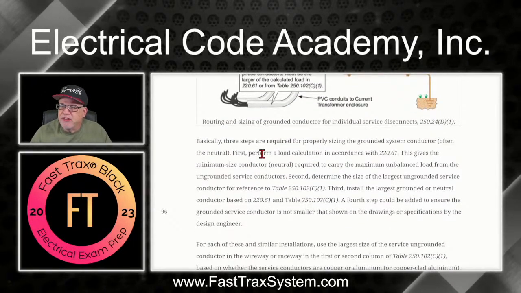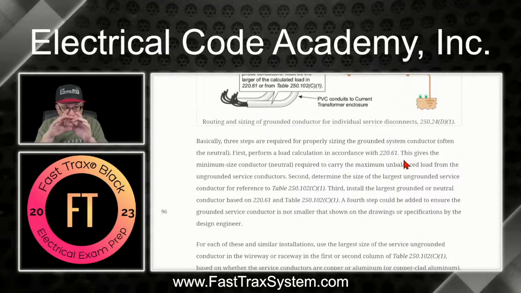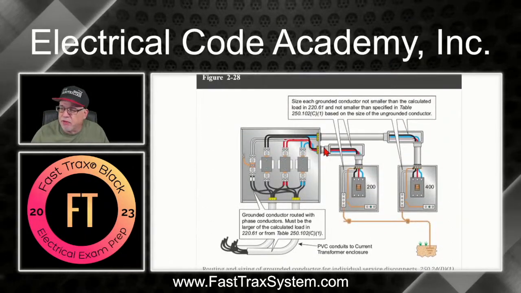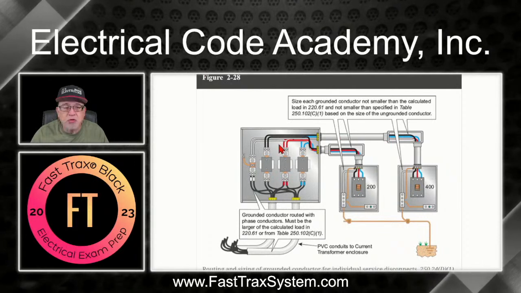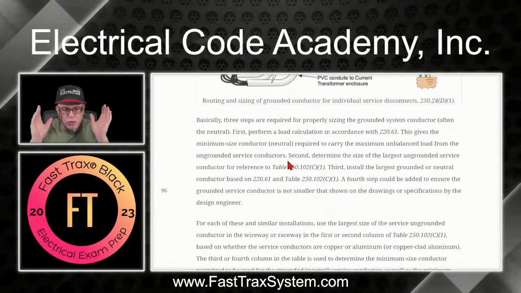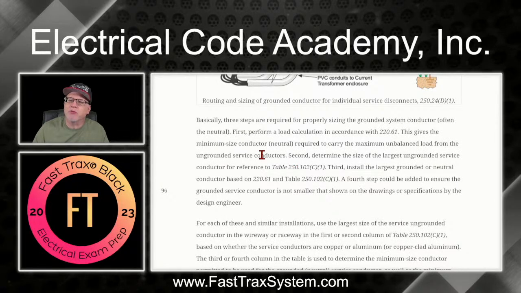So basically, 3 steps are required to properly size the grounded system. Remember, we're still talking about just one raceway here and treating each raceway. Again, these aren't parallel. These are separate, okay? Separate sets that are being run to 2 separate enclosures, okay? So we're still dealing with the one raceway. All right, so 3 basic steps are provided. And there could be a 4th step if you have an engineer design involved, but let's look at it.